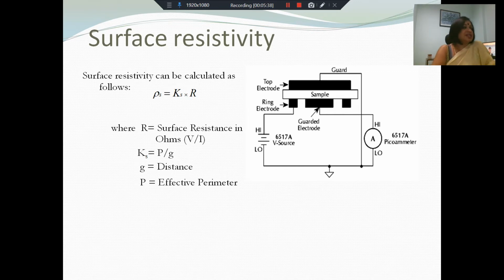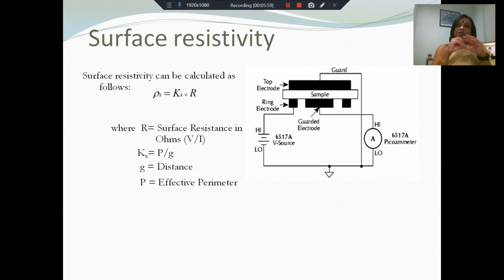Now, the reason that we need to use the 3-electrode system rather than a 2-electrode system is because in case of dielectrics, the surface resistivity of a material is comparable to the volume resistivity. So we can measure the surface resistivity separately, we can measure the volume resistivity separately. And we need to separate out these resistivities.